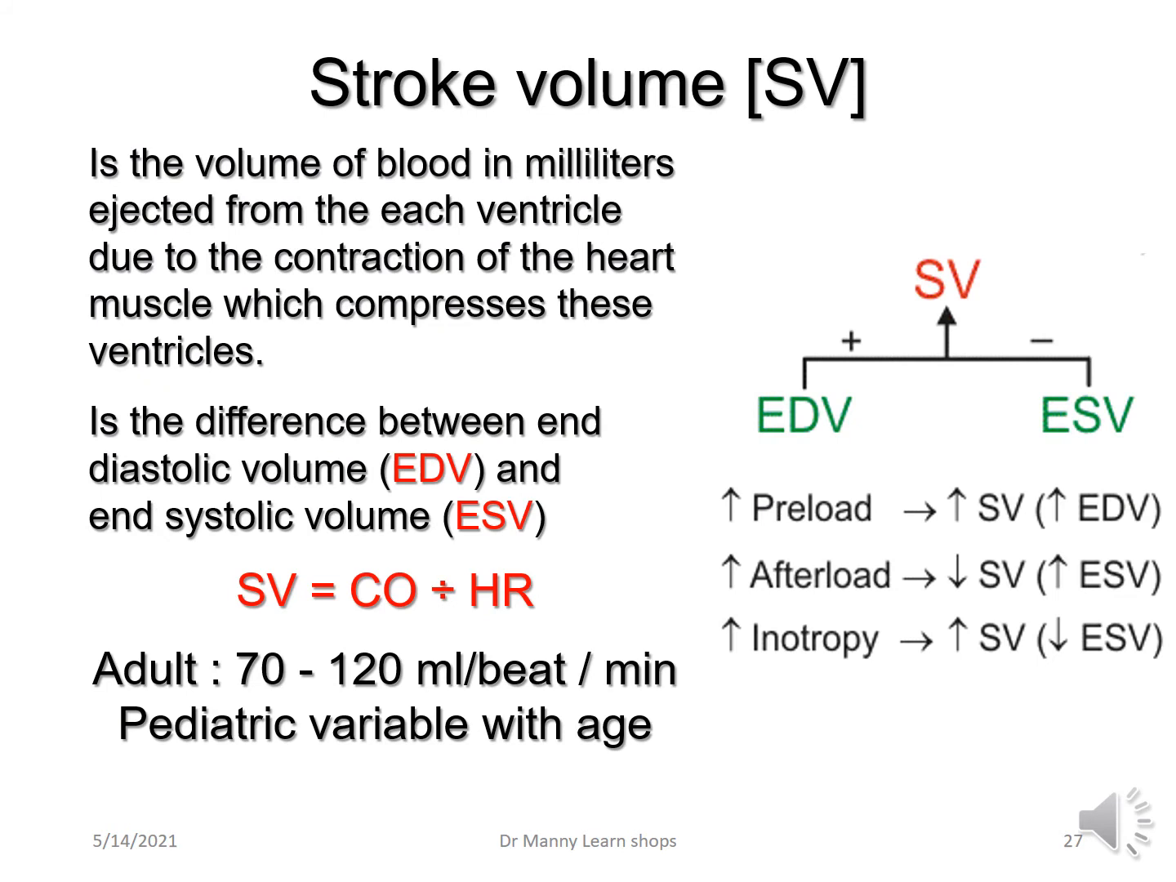What's stroke volume then? Stroke volume is the volume of blood in milliliters ejected from each ventricle due to the contraction of the heart muscle, which compresses these ventricles to empty blood, to eject it. Stroke volume is the difference between the end diastolic volume, end of filling, and the end systolic volume, end of emptying. So the stroke volume equation is stroke volume equals cardiac output divided by the heart rate. And typically in an adult it's about 70 to 100 mils per beat. In a pediatric patient, well, this will vary depending on age.